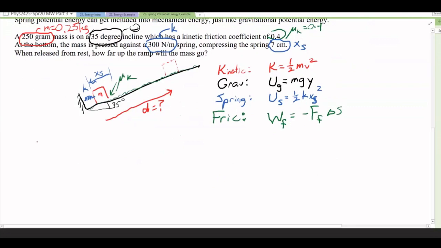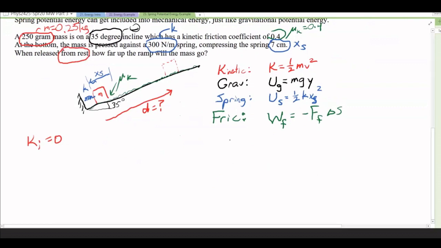So let's think about kinetic. Kinetic is going to be 0 because our object starts from rest. Let's think about the final kinetic energy, because with kinetic and potential energy, we have an initial value and then we have a final value.